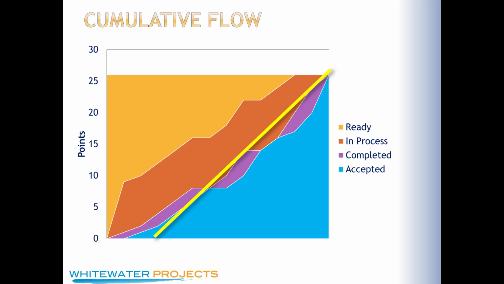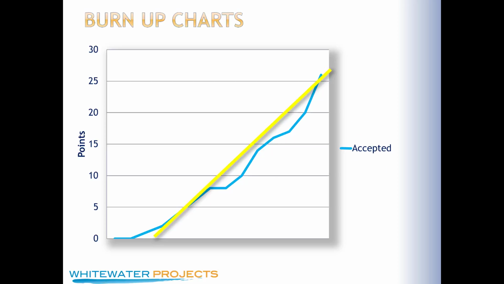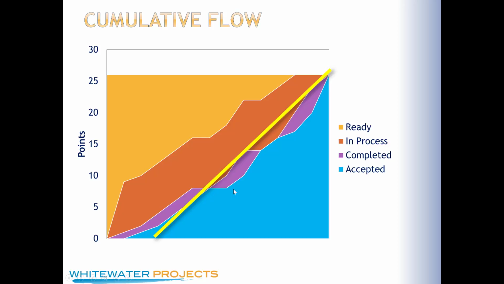The cumulative flow chart now gives you a lot more information than just a burnup chart. A burnup chart shows you what's been accepted, but it doesn't show you what happened. Why is this flat here? The cumulative flow chart helps you start to see, oh, there are some patterns happening.